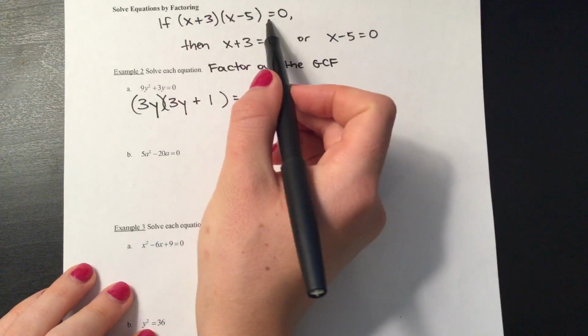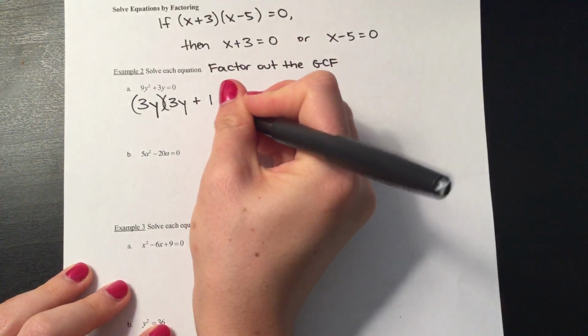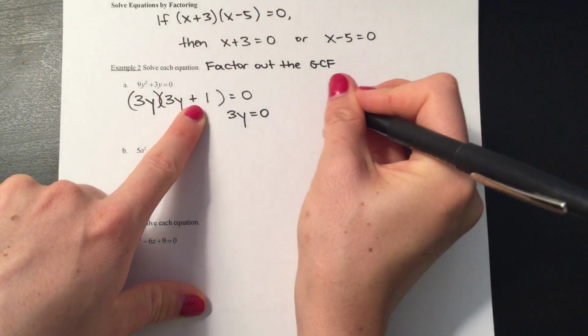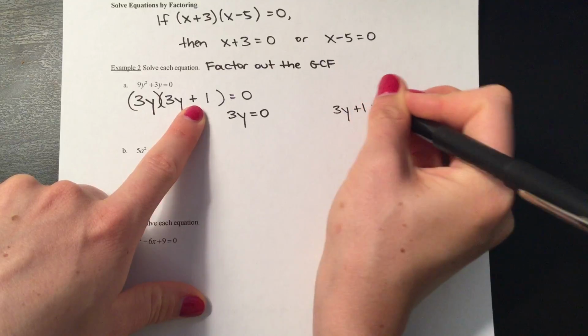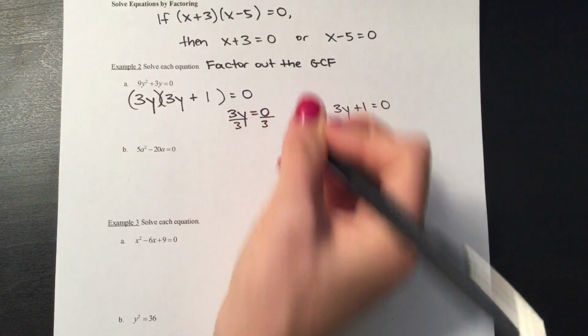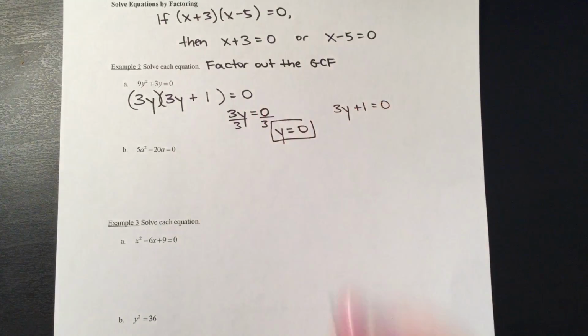So now we're at this point. What you do is you set each of the factors equal to 0. So you set 3y equal to 0. That's this one right here. And then you also set this one equal to 0. And then you solve. So this one, to get the y by itself, all you need to do is divide by 3. So 0 divided by 3 is still 0. So one of our answers is 0.